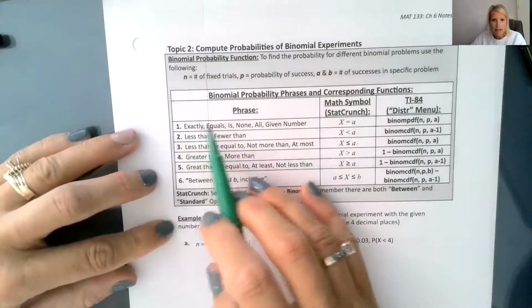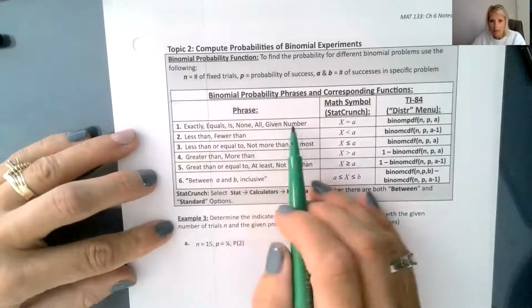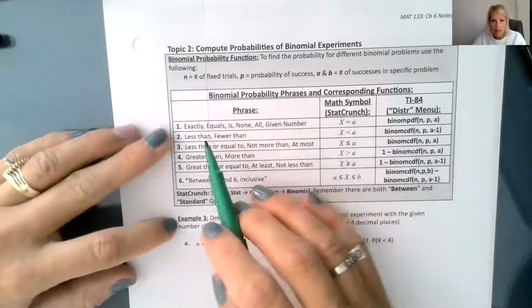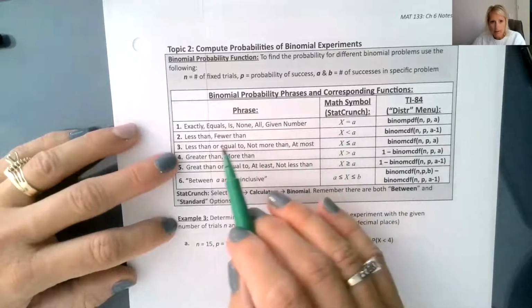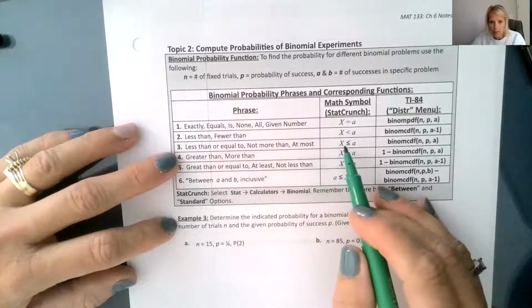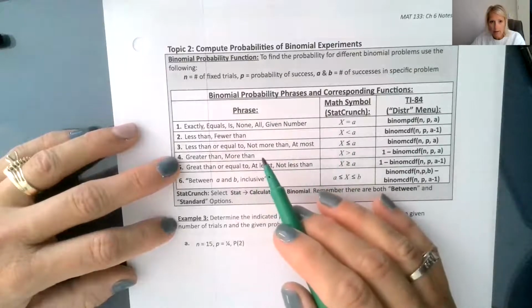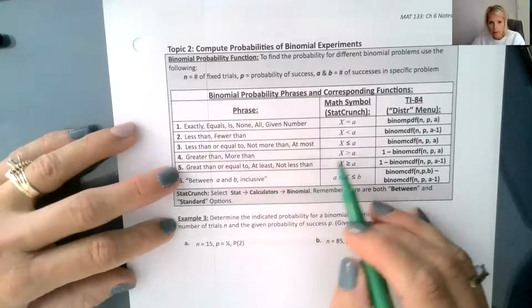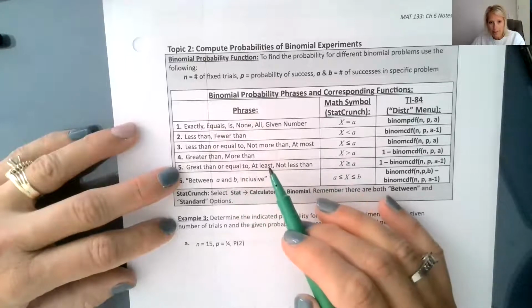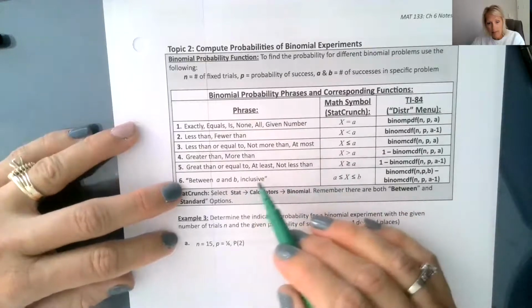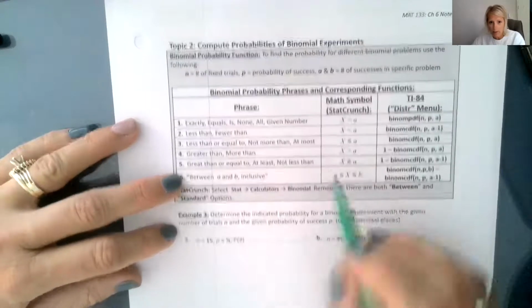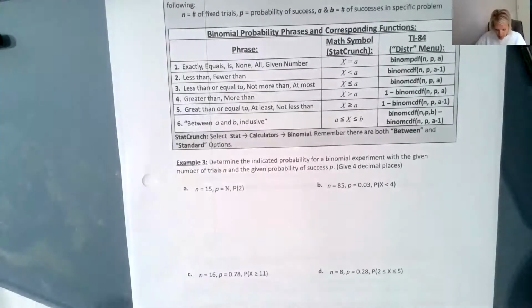So we have exactly, equals, is, none, all, or given is going to be an equal sign. Less than or fewer than is going to be the less than symbol. Less than or equal to includes the equals. Greater than or more than is strictly greater than. At least, or not less than, is including the equals. And then a between inclusive is this situation. So we're going to look at a few situations here and see what we come up with.